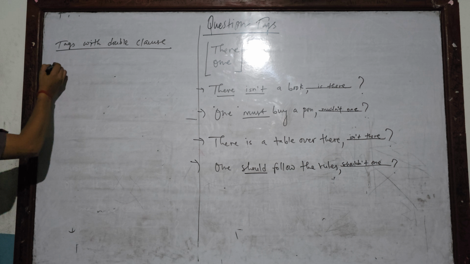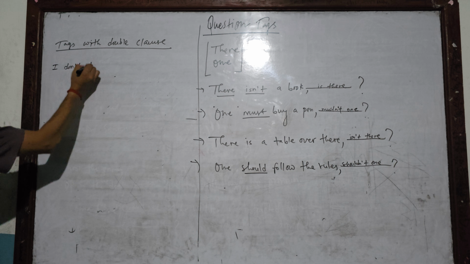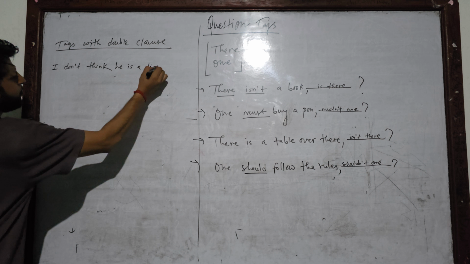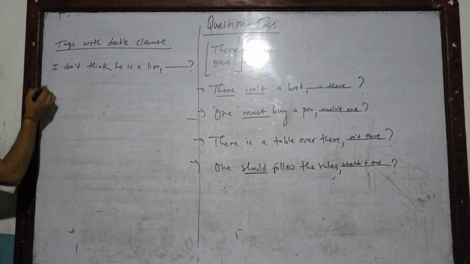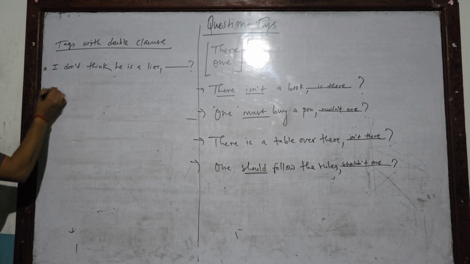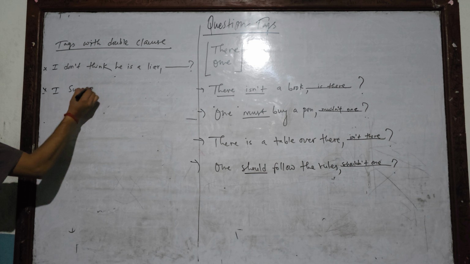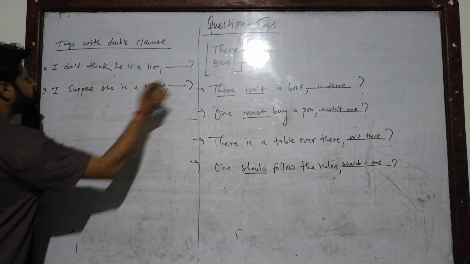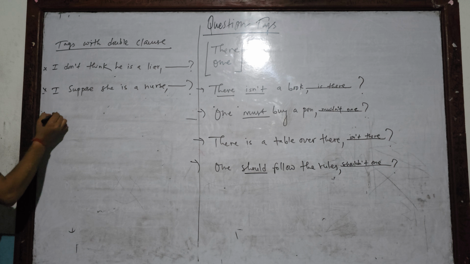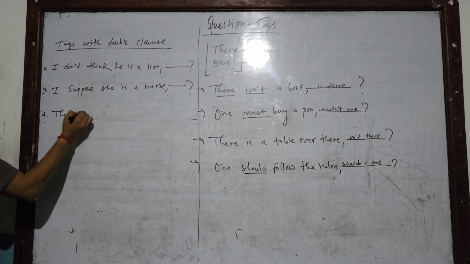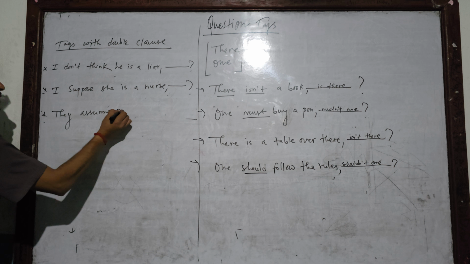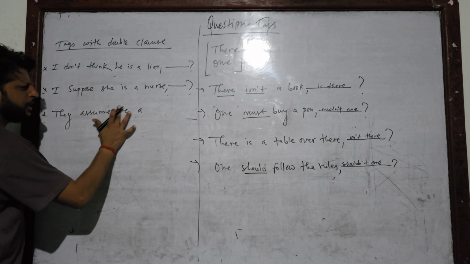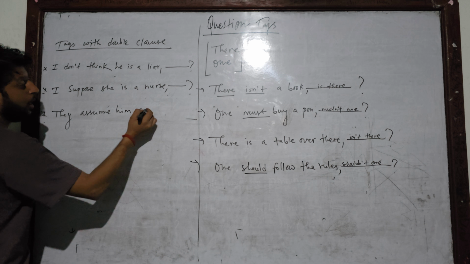So see here, I don't think he is a liar. One sentence. I suppose she is a nurse. They assume him a policeman.